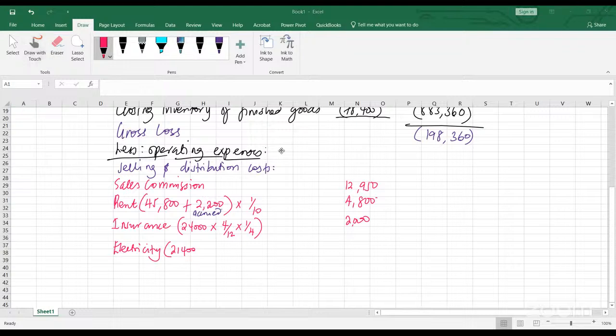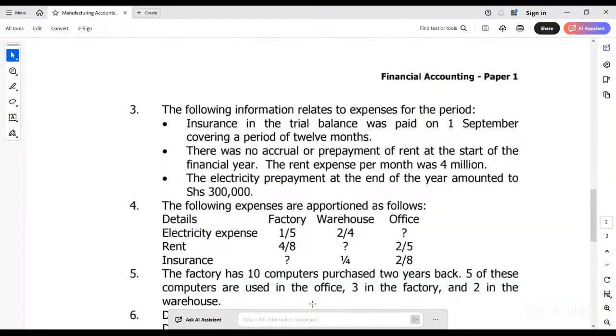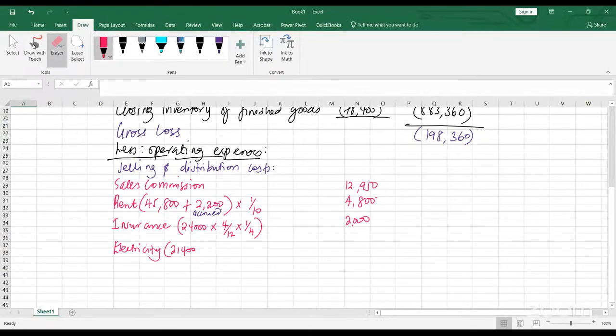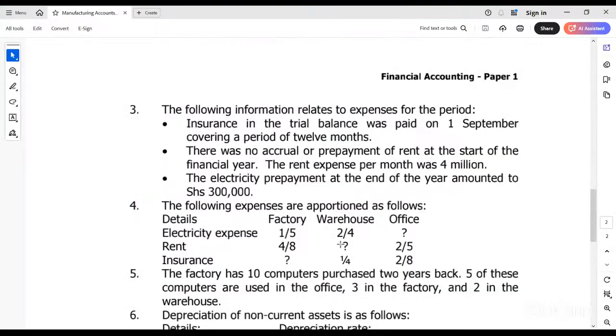Additional information, what do we have? Anything to adjust? The electricity prepayment at the end of the year amounted to 300. So we have to less the prepayment. There was electricity that was prepaid, so minus 300. Then after minusing the prepaid, we have to see the fraction that goes to the warehouse. Electricity, we take 2 over 4, so times 2 over 4.